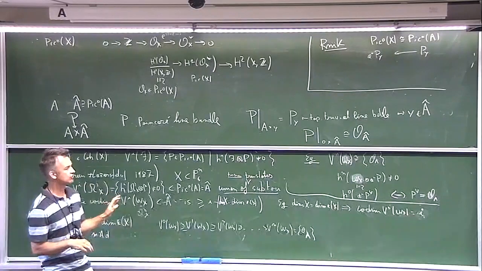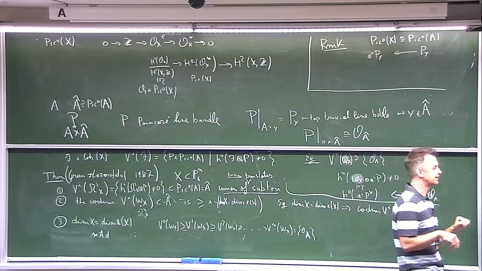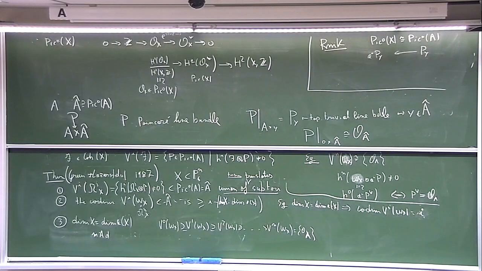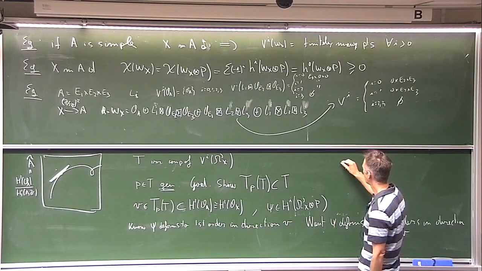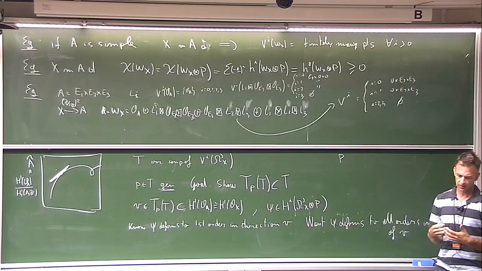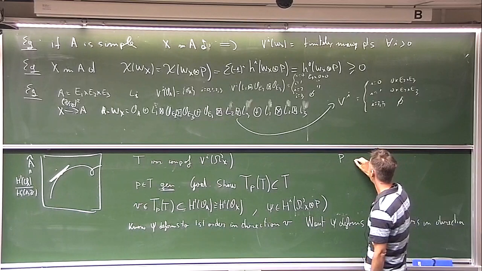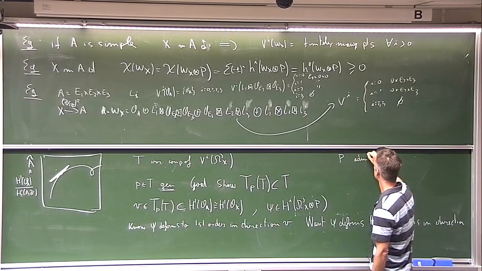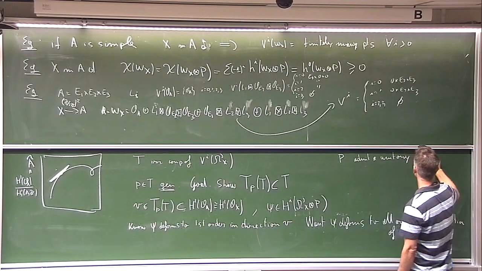Before I do that, I need to give you a little piece of information about the main tool we use, which is Hodge theory. So Hodge theory, you're used to seeing Hodge theory without this P here, right? However, these line bundles P also admit Hodge theory. So they admit a unitary flat connection.